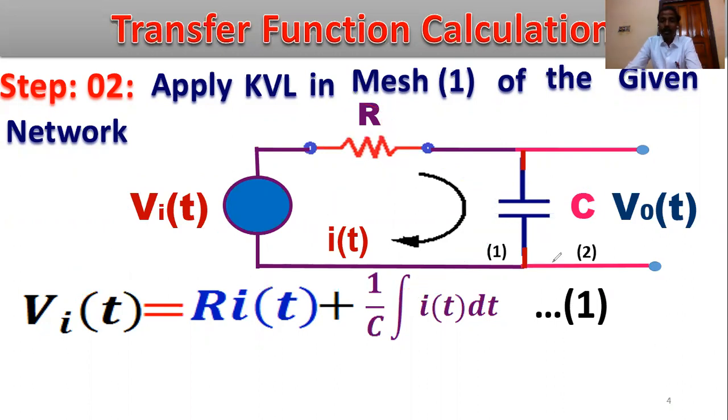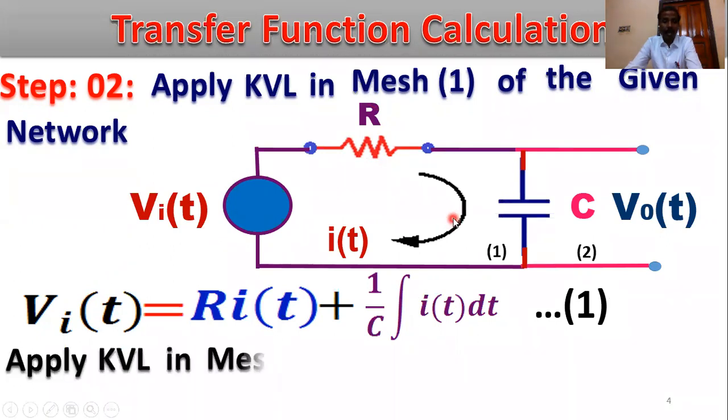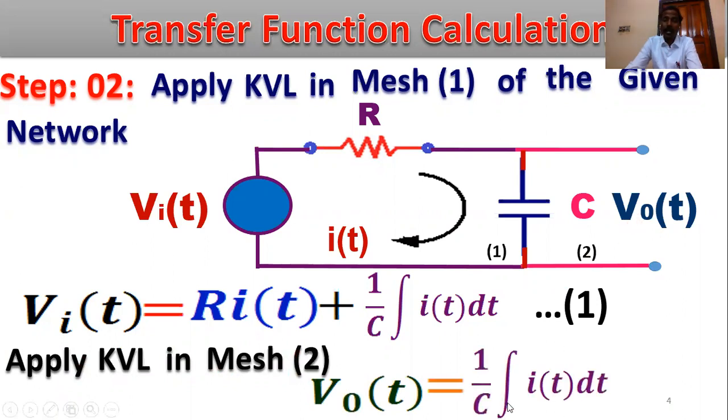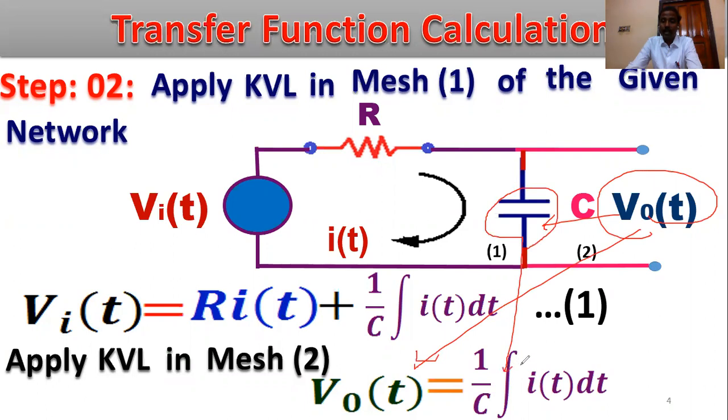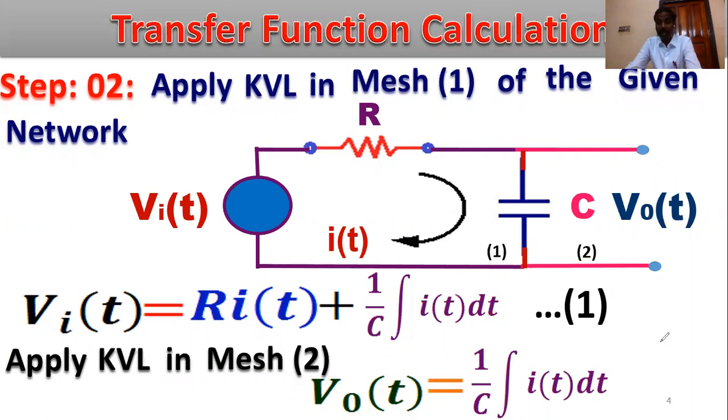Then for mesh 2, applying KVL, this is the mesh 2, V0 of t is the output voltage. V0 of t equals 1 by C times the integral of i of t dt, because this is the voltage across the capacitor. That's why the output voltage V0 of t equals 1 by C times the integral of i of t dt.